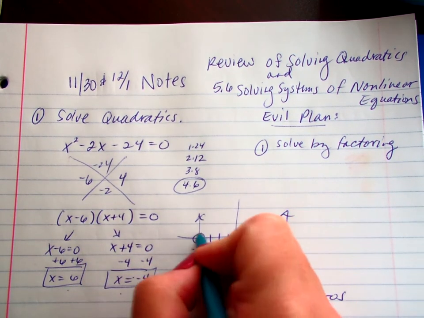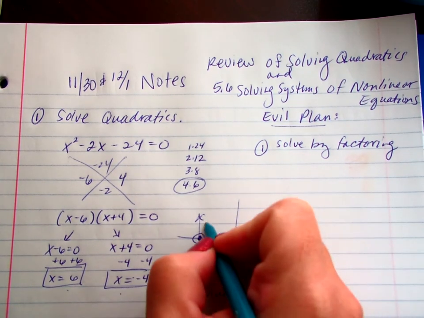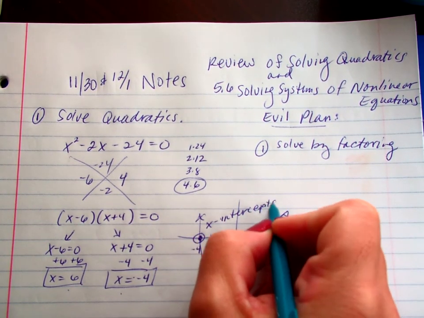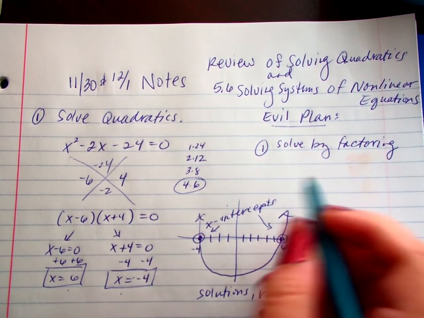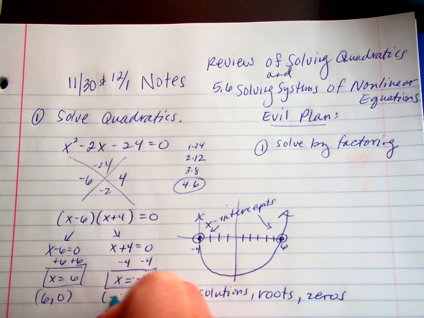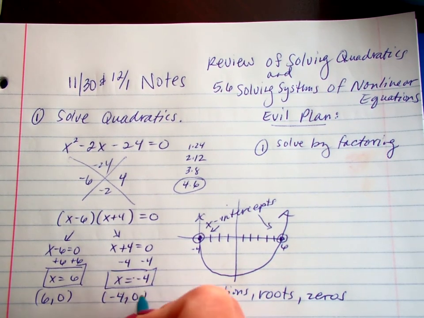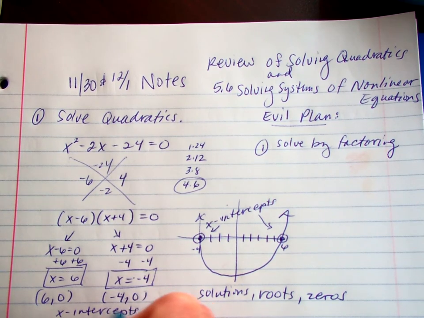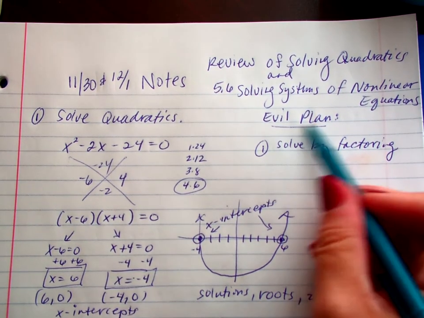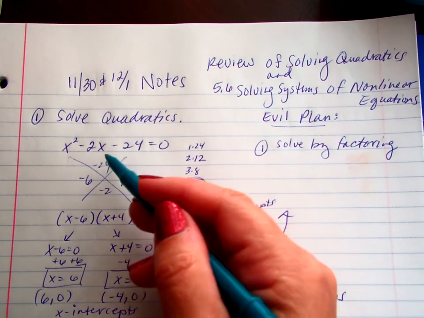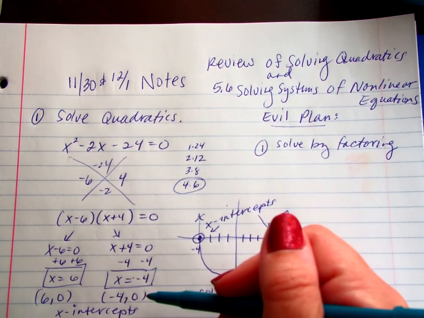We just learned that we can actually write these as x-intercepts. If we take these answers and write them with a comma 0 in intercept form, these are my x-intercepts as well. So evil plan number one, solve by factoring, worked for this problem. This was factorable. I am able to get the solutions.